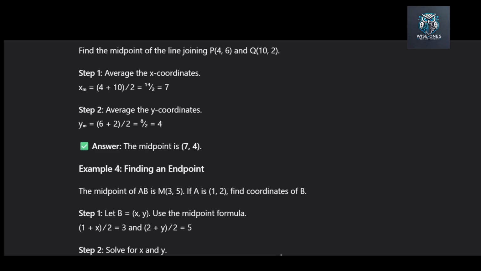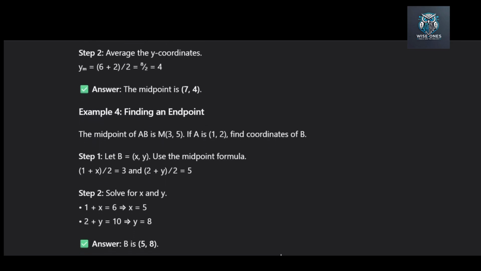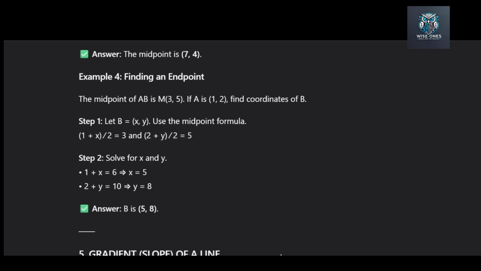Now let us look at example 4, finding an endpoint. This is a bit harder. We work backwards. The midpoint of AB is M (3, 5). If A is (1, 2), find the coordinates of B. Step 1.